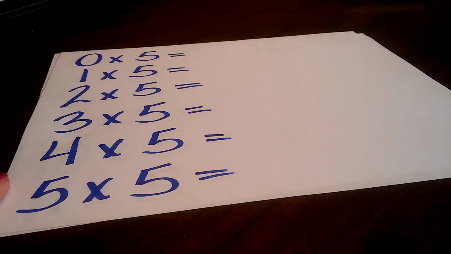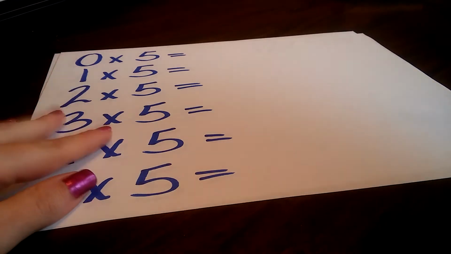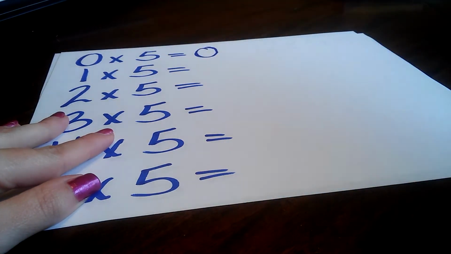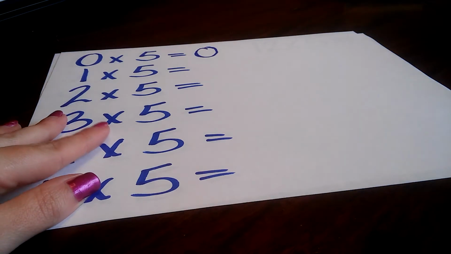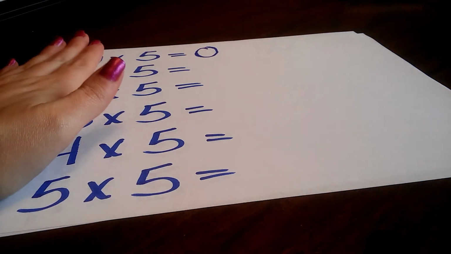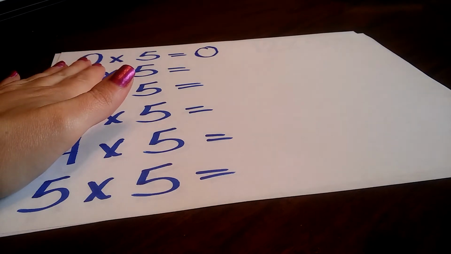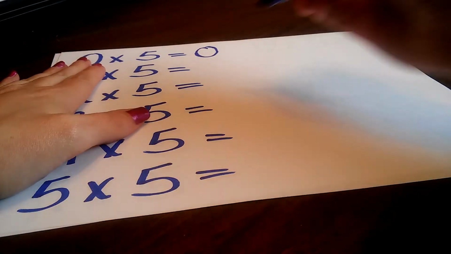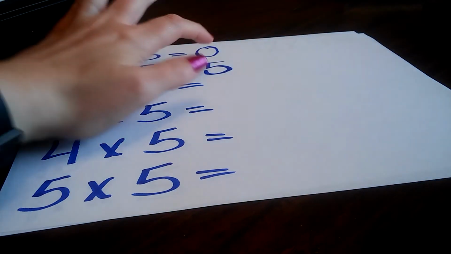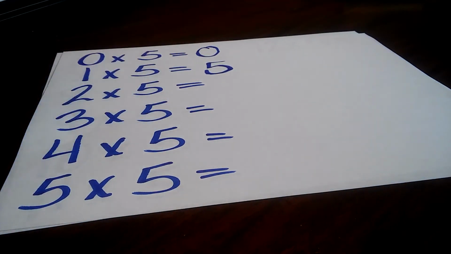So let's go ahead and look at the first one. 0 times 5, of course, this one has a trick. Anytime you multiply by 0, the answer is always 0, no matter what. The next one, we have 1 times 5. You're going to always look at the other number. 1 times 5 is 5. And you're going to start noticing the progression of numbers is going to start counting by 5s.